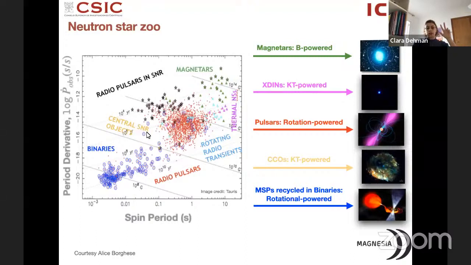Then we have also the central compact objects. In reality, we know about 12 of these objects, but only 3 of them have measured period and period derivative. And in the bottom left corner, we have the binary systems.